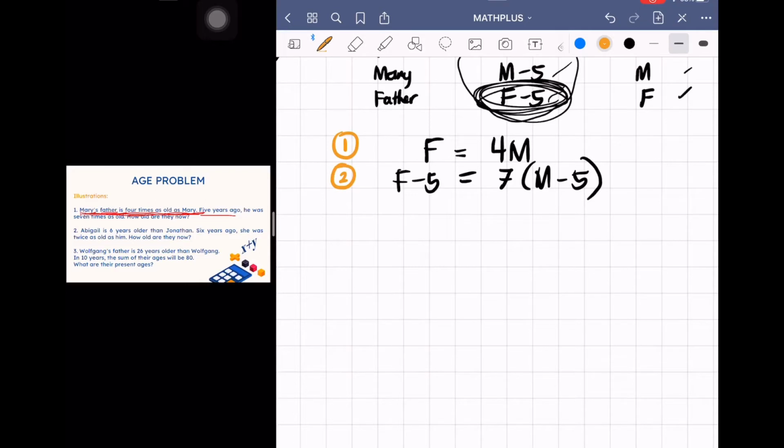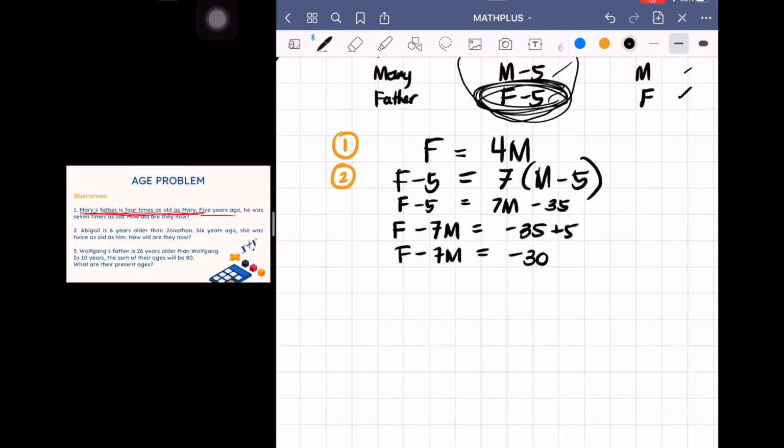And to simplify equation number 2, I have here F minus 5 equal to 7M minus 35. That means I can move all the unknowns on the left side and the constants at the right. Therefore, I'll have here F minus 7M equal to negative 35 plus 5. So, to simplify that, that's F minus 7M equal to negative 30. So, this is my equation 1 and this one is my equation 2. Solving simultaneously, I do this by substitution.